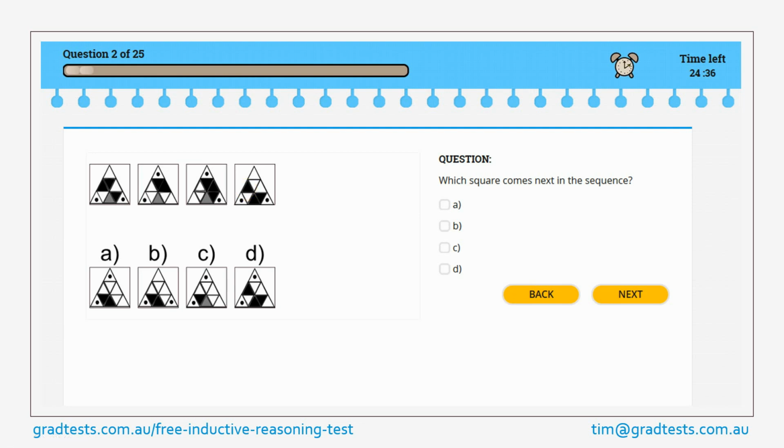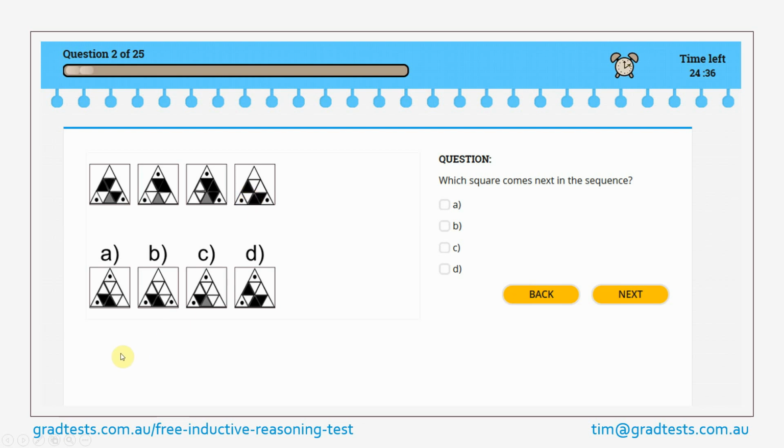So is it possibly moving anti-clockwise 1 position at a time? Let's kind of check that theory because that's what it looks like to me. So it starts out here, and then anti-clockwise 1 position would be there. Yep, that's a black triangle. Anti-clockwise another position would be there. Yep, that's a black triangle. And anti-clockwise another position would be, where are we? Here. So that seems to be what it's doing. So in the 5th square in the sequence, we'd expect to see the triangle here.